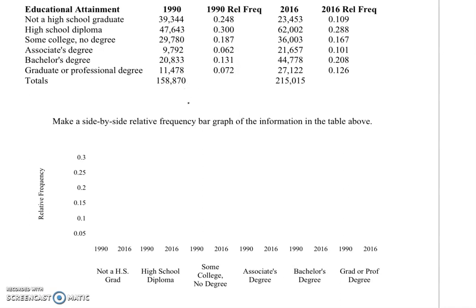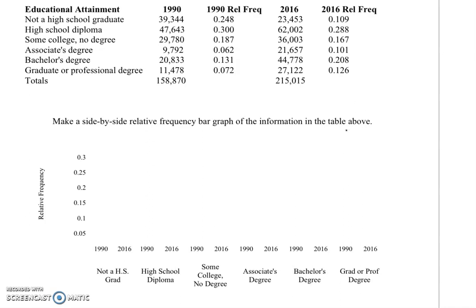So how do we make a side-by-side bar graph using this information? Well, you can see we have the 1990 relative frequencies and we have the 2016 relative frequencies. If we go down to here to where we can draw our graph, you see that we have 1990, 2016, 1990, 2016. So we're going to put all the 1990s in their relative spots, and the same with all the 2016s. And we're going to make a legend.